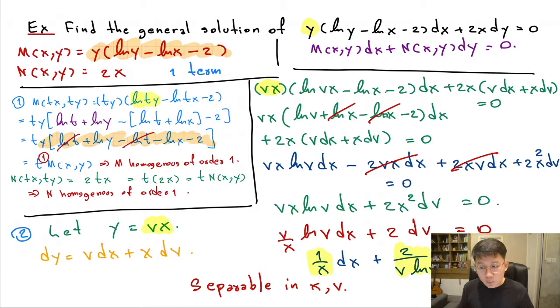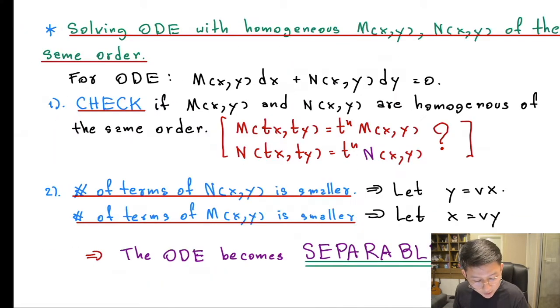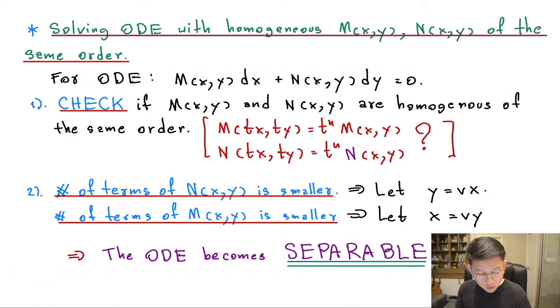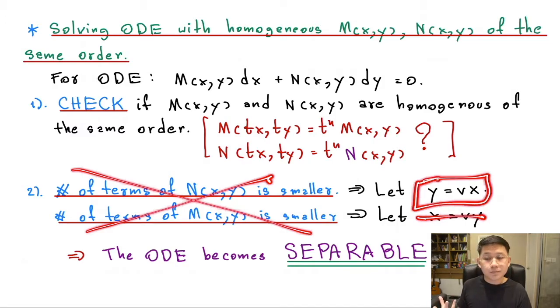After that, we will end up with a separable differential equation, and then we solve it as in the previous section. Make sense? And in the end, you need to get rid of v by substituting v by y divided by x. And that's the end of the story. Okay? I told you that to let y equals vx or to let x equals vy, both work fine. You don't need to really care about this. You can just stick with one of them and always do this substitution.